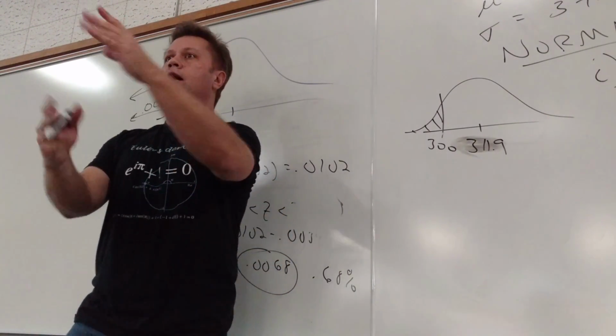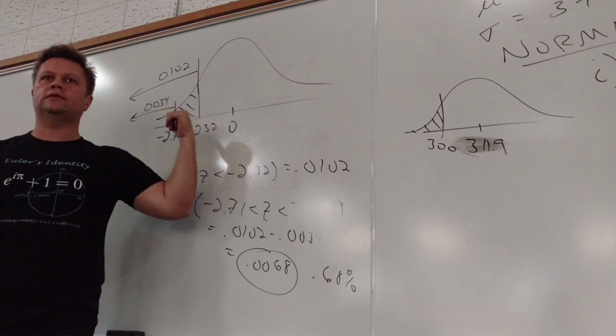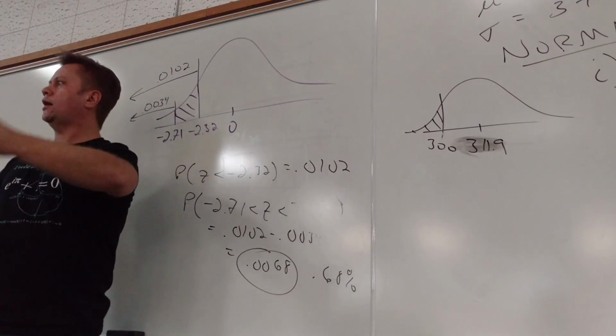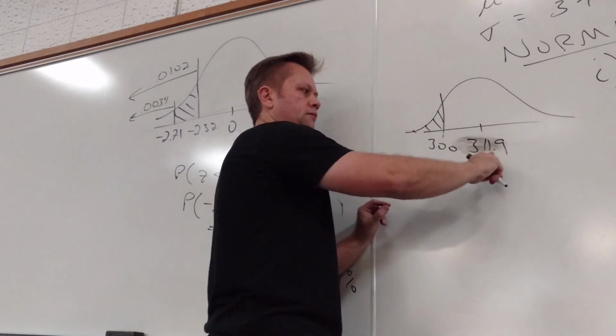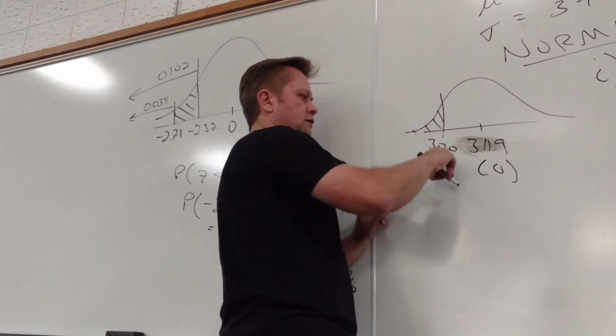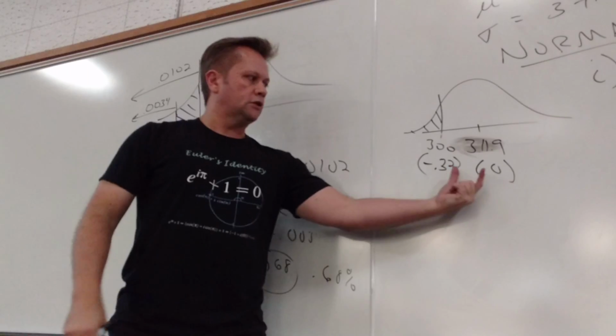All right. So now it's just like this problem. One step, and it's this problem here. And now I made it to a z-score. I can look it up. So what does this become as a z-score? This here? 0. And what does this become? Negative 0.32.